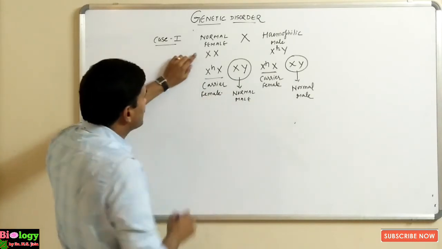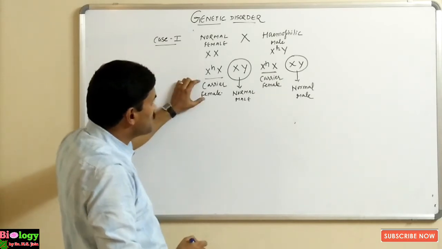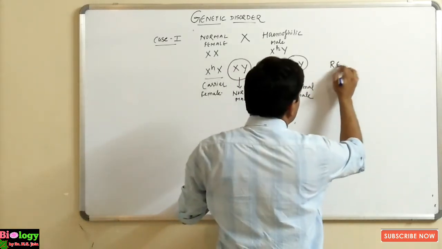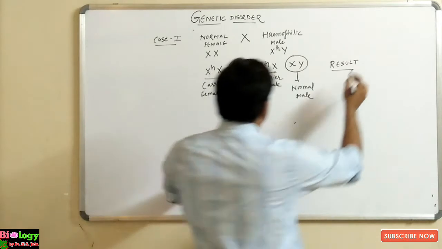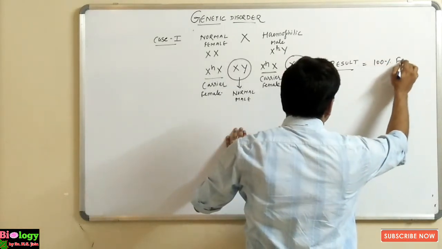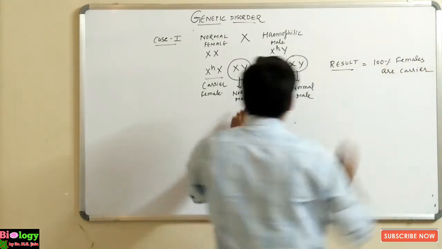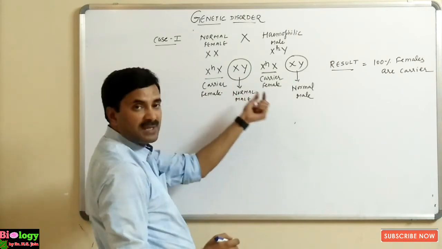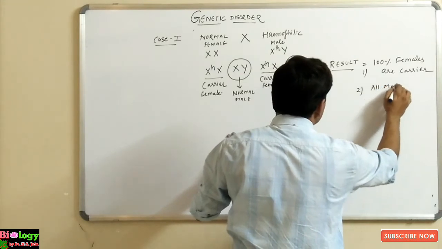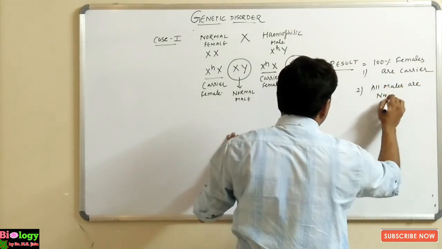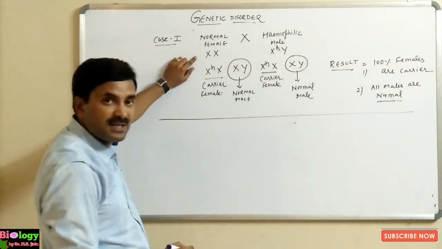So when a normal female is married to a hemophilic male, what is the result? 100% of the females are carriers, meaning all the females are carriers. And all the males are normal, not hemophilic at all. So this was the result of the first cross.